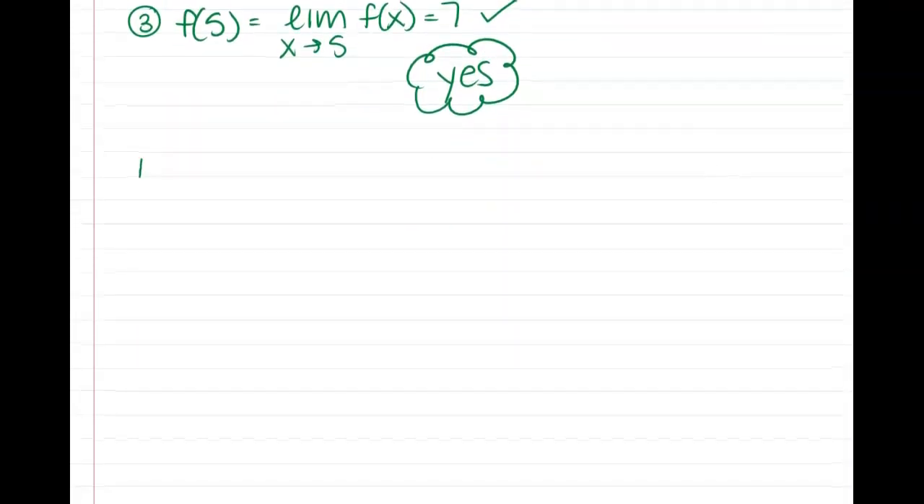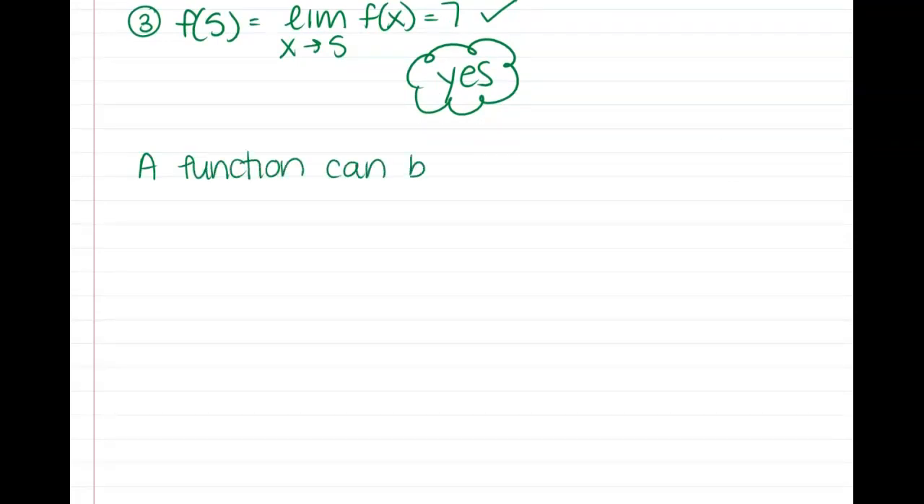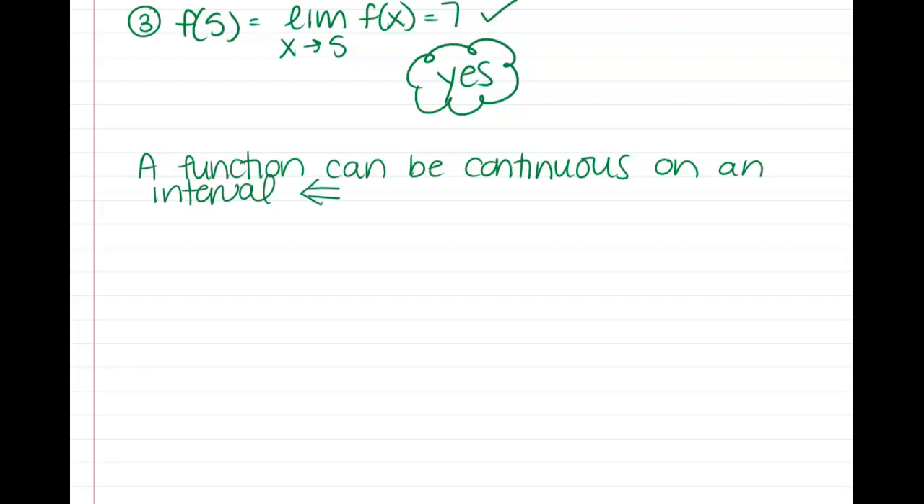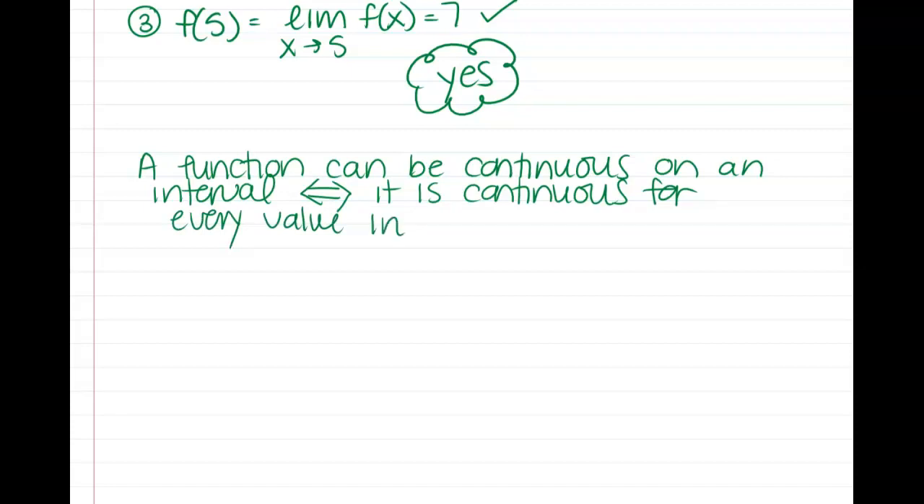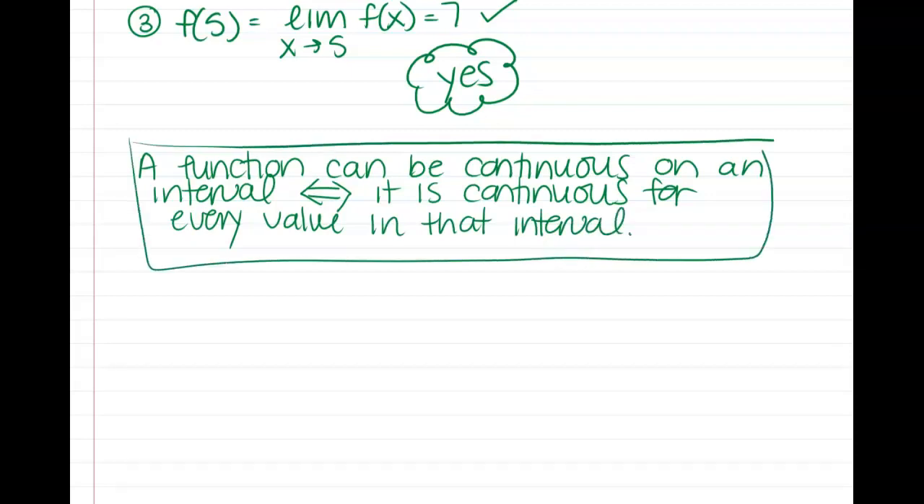Something to consider. A function can be continuous on an interval if and only if it is continuous for every value in that interval. It's a terrible box, but I'm going to leave it.